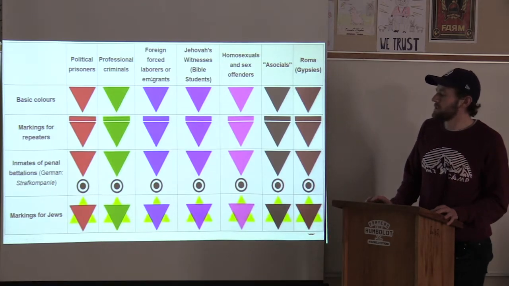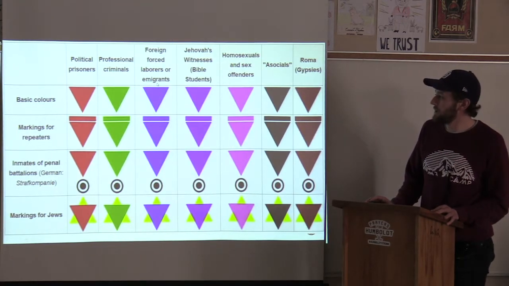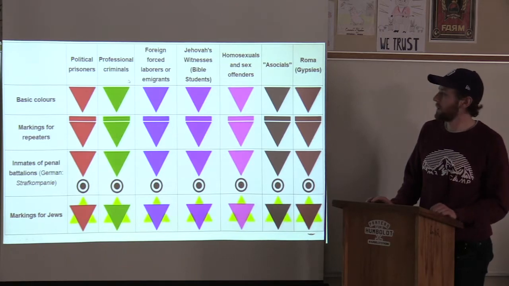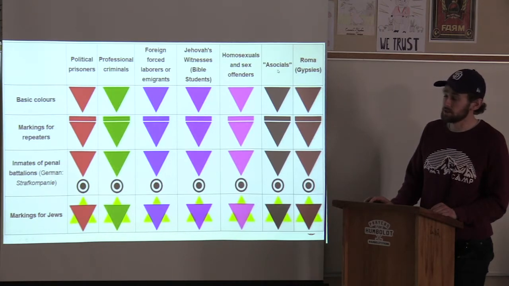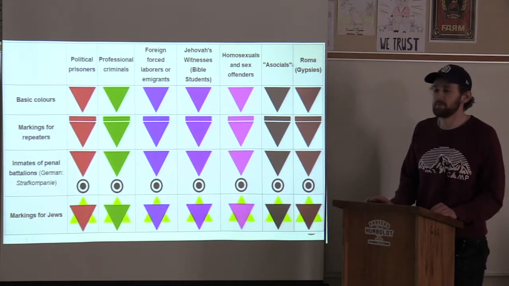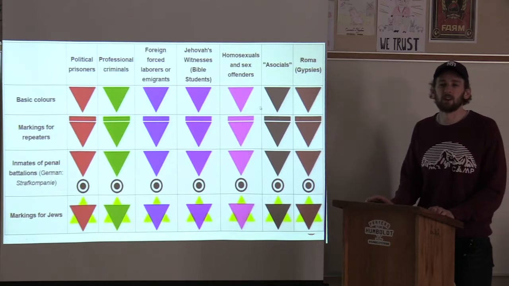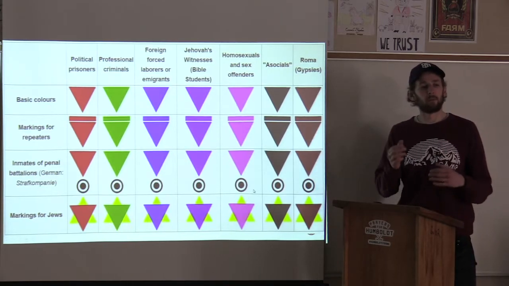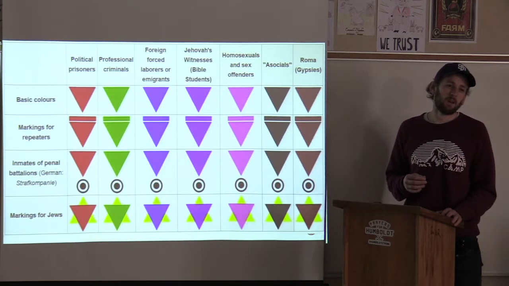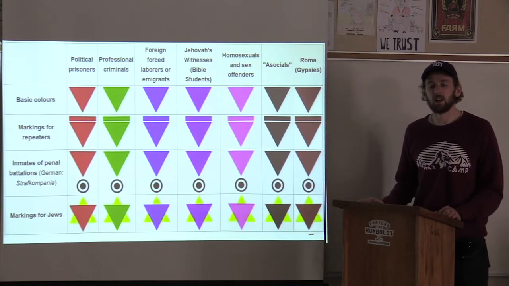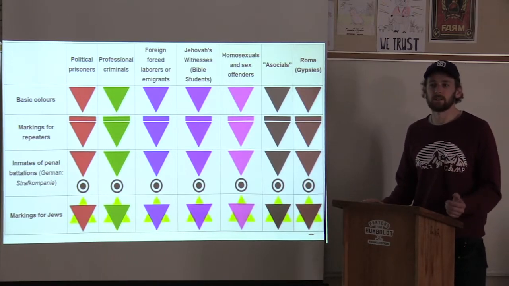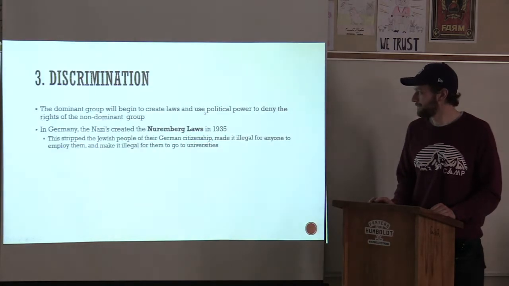So here's a bunch of the different symbols that you could have in Nazi Europe. It wasn't just Jews who were oppressed or killed in the Holocaust. We also have political prisoners, professional criminals, forced laborers and immigrants, Jehovah's Witnesses, homosexuals and sex offenders, asocials, which really just means loners, and then Roma gypsies. Roma gypsies are a people that come from India who have a nomadic, very distinct lifestyle, but again, not of European descent. Their descendants come from India.